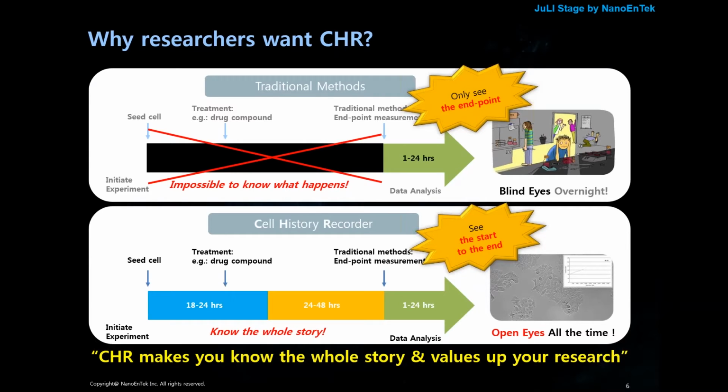With the cell history recorder, we can change this. We can record the events of cells from the beginning until the end. We can observe the cells in real time, and we can also go back to the exact time point whenever we want for optimal and best results. In a sense, we can hear and see what cells are telling us in real time. CHR will definitely value up your research, and most of all, it will save your time.